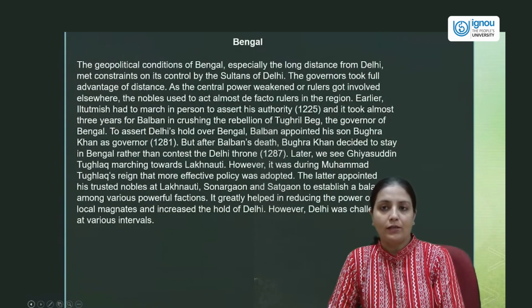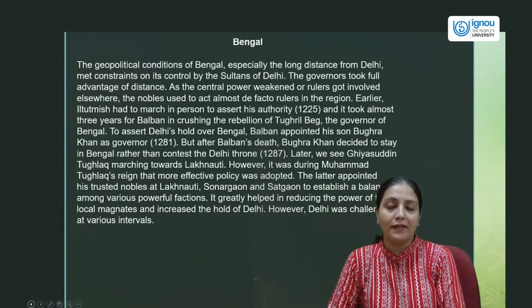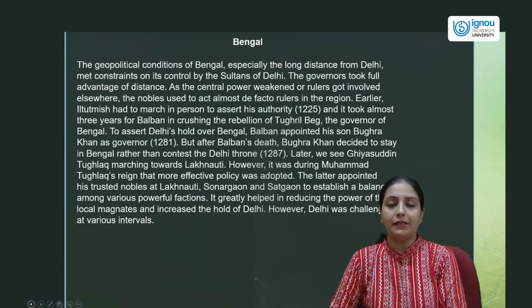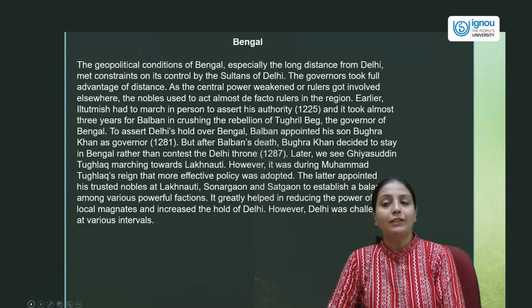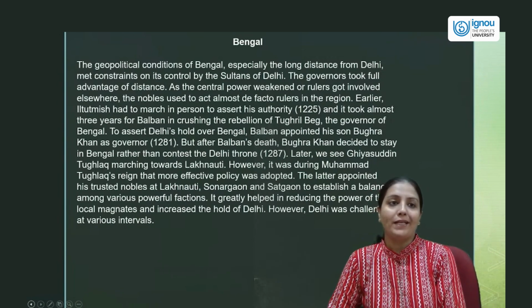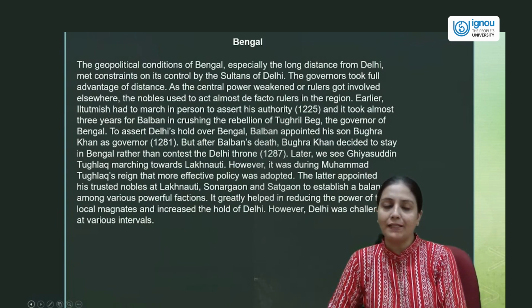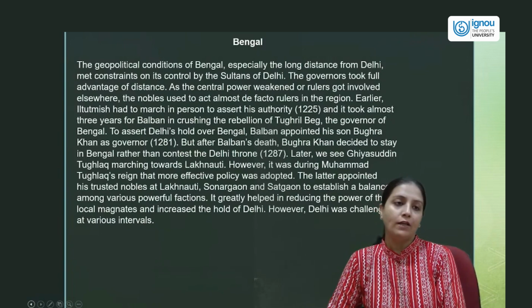Next, Bengal, a very fertile agricultural land at that time. The geopolitical condition of Bengal, especially the long distance from Delhi, meant a constraint on its control by the sultans of Delhi. The governors took full advantage of distance as the central power weakened and rulers got involved elsewhere.